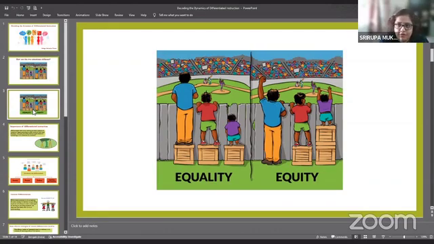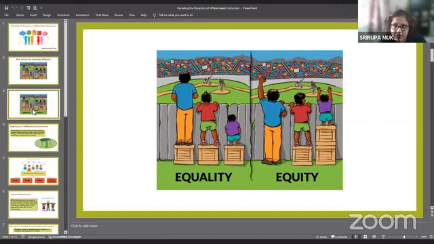Now, if we think of this scenario in the context of education, or simply put, in the context of our classrooms, I think all of you would agree that the second scenario, where we are trying to ensure equity, is way more fair than the first scenario, where we are trying to ensure equality. Because in this scenario, what is the outcome that we desire? We want all the individuals to be able to watch the game or the match that is going on the other side of the fence.